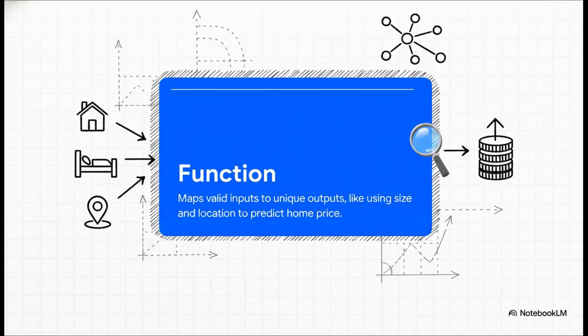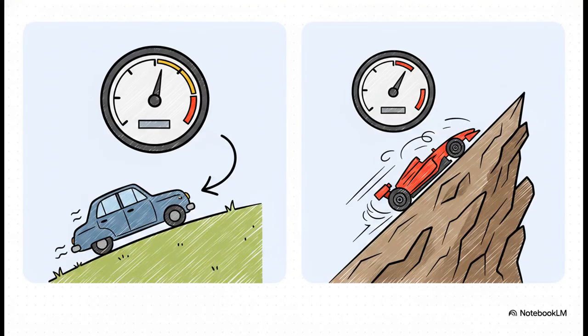Now, I want you to take that concept and scale it up to an almost unimaginable degree. Modern neural networks take in millions, sometimes literally billions, of these data points just to generate a single output prediction. But here's the million-dollar question. How do we know if changing one of those inputs makes our final prediction better or worse? Well, for that, we use derivatives.